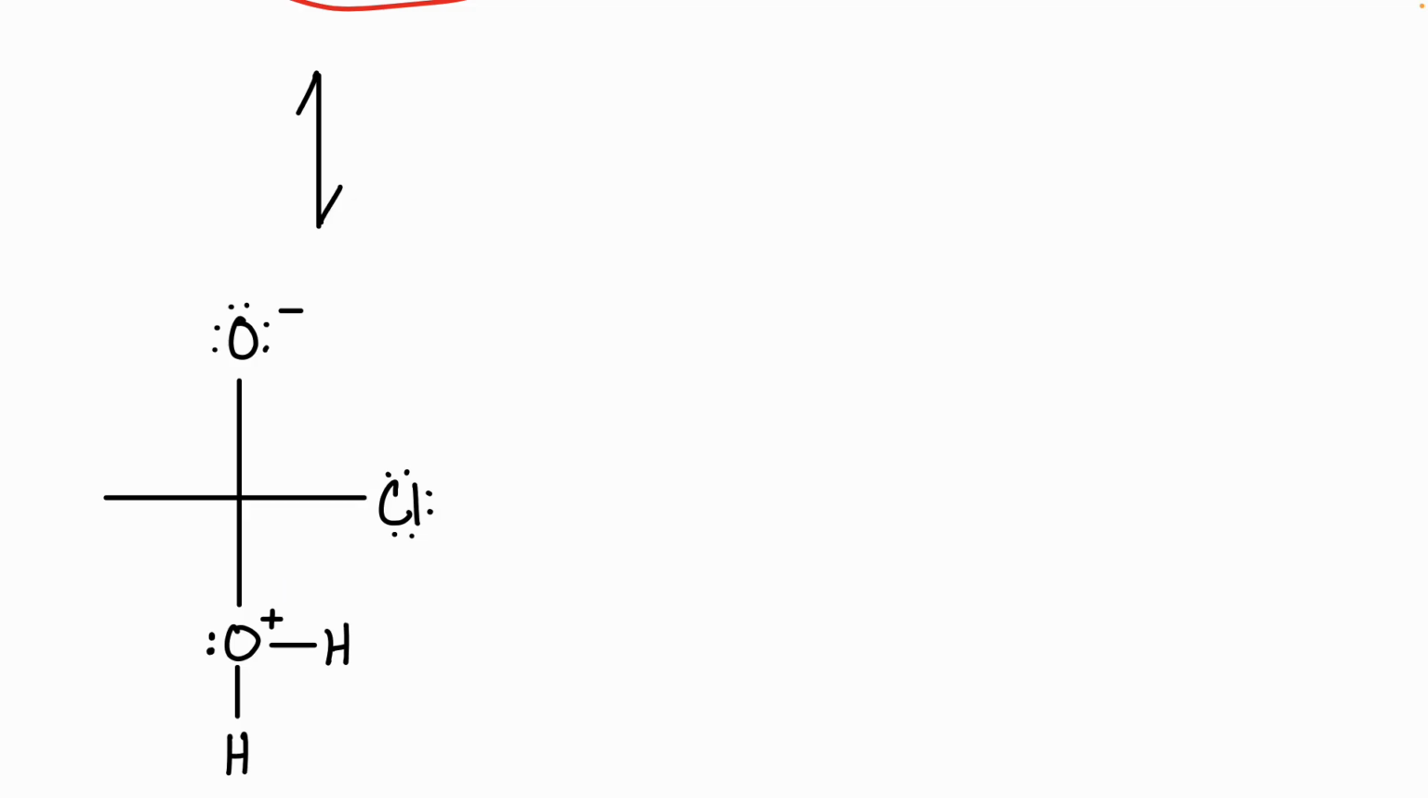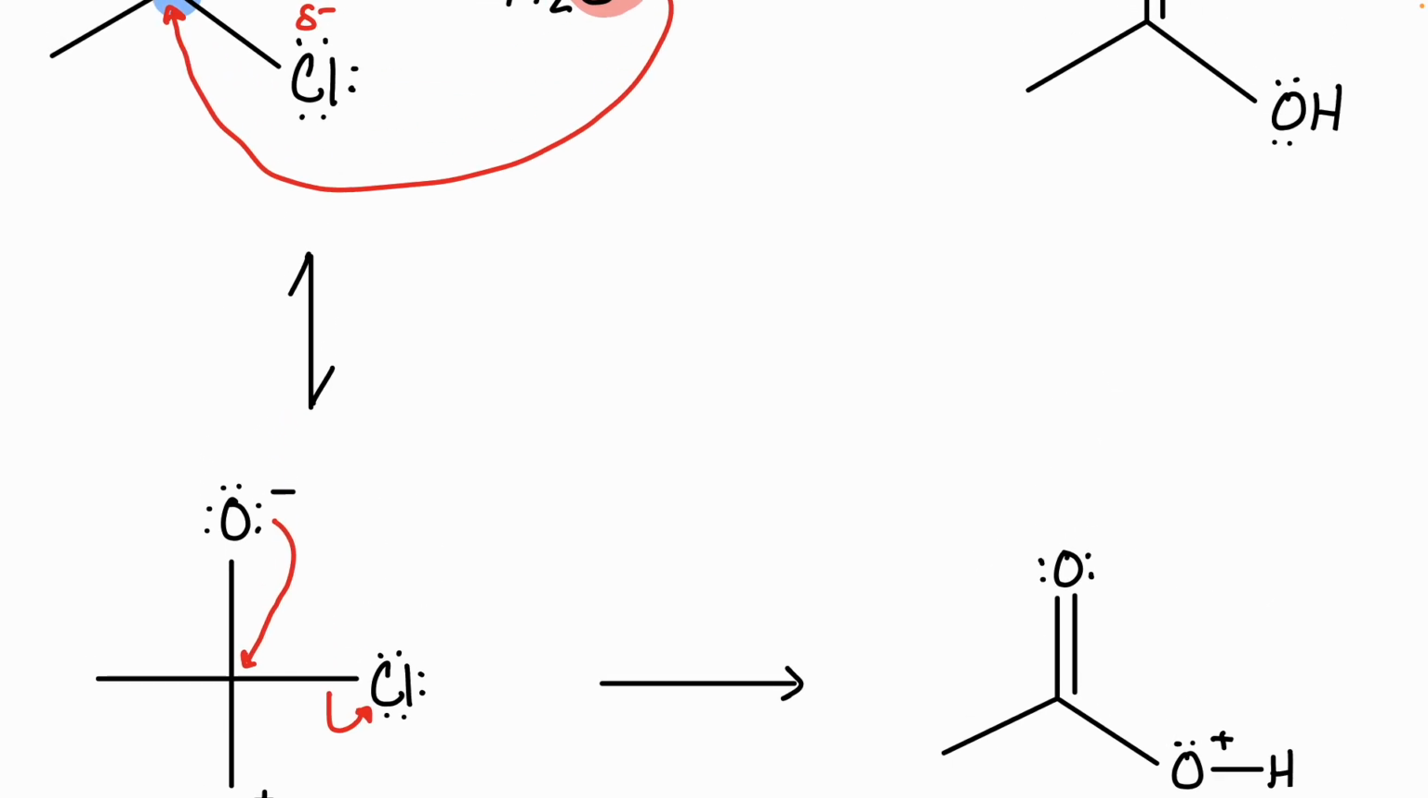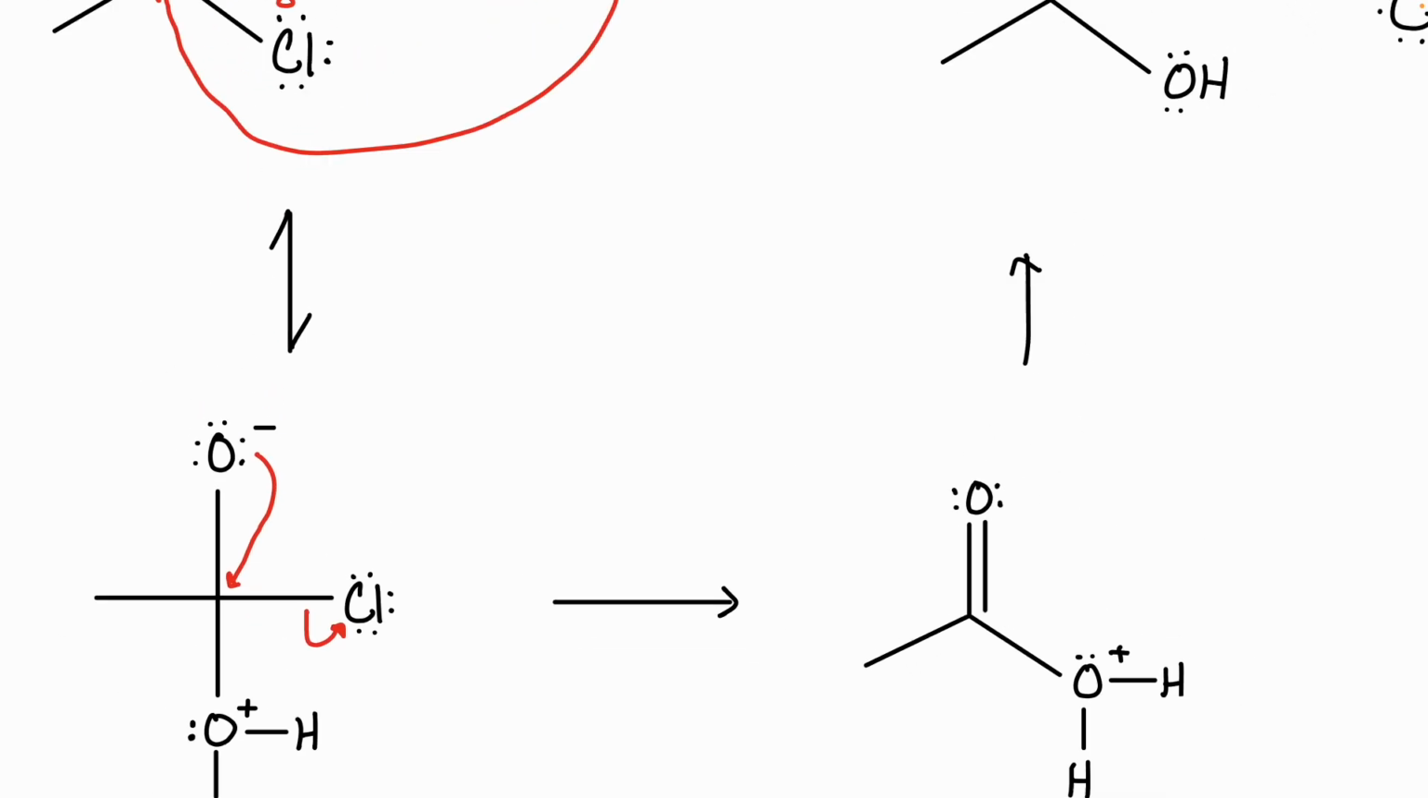But if we're going to do our productive step forward here, that lone pair is going to come back down, and we're going to kick off that halogen leaving group. Kick off that chloride ion. So that reforms that carbon-oxygen double bond. We got rid of our chloride. We're almost there. We're almost at our carboxylic acid.